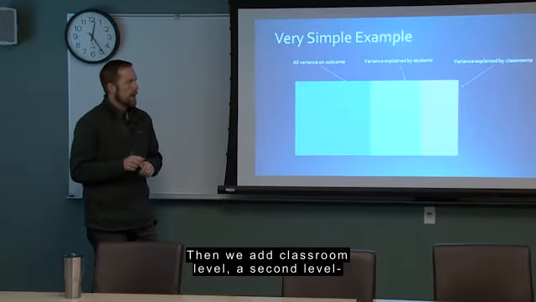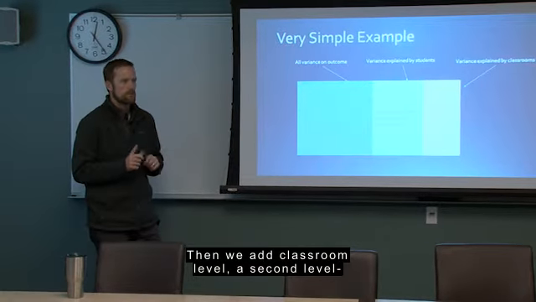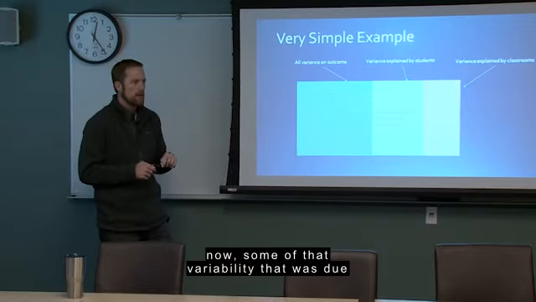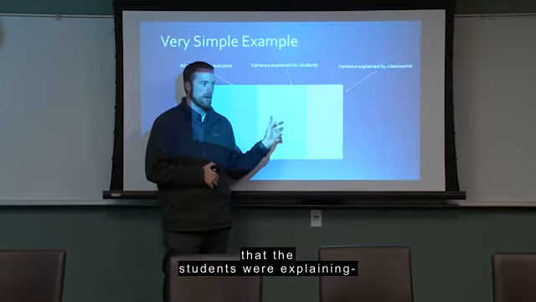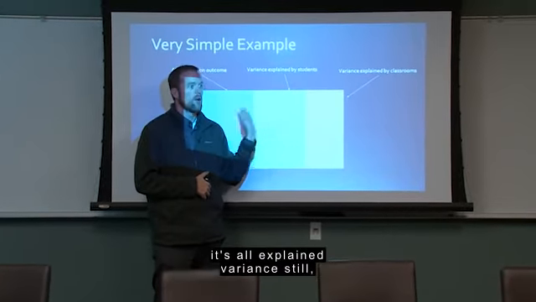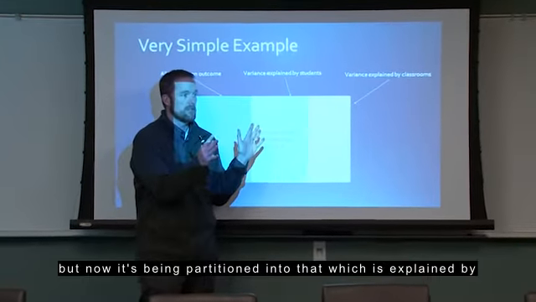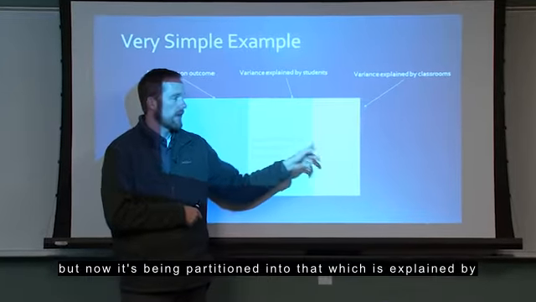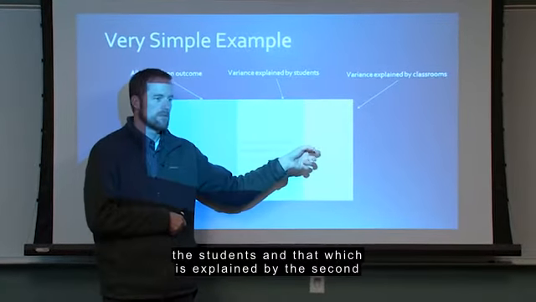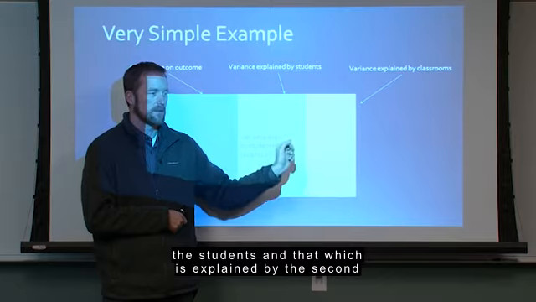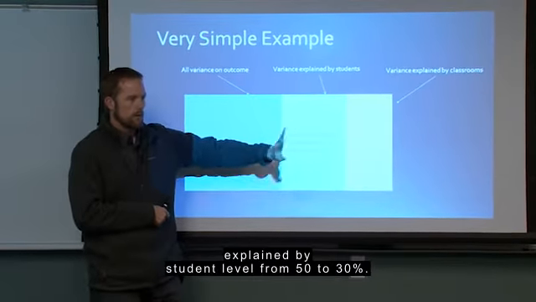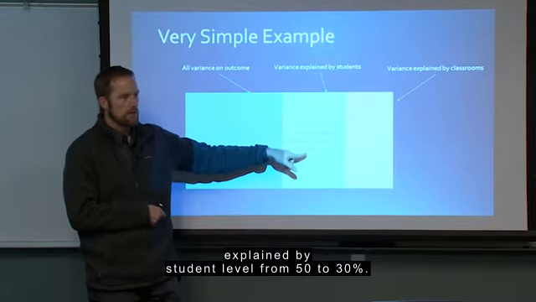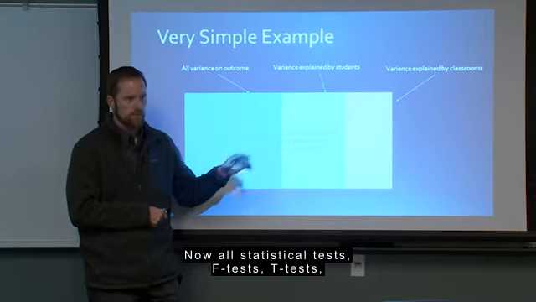Then we add a classroom level, a second level. Now, some of that variability that the students were explaining is still all explained variance, but now it's being partitioned into that which is explained by the students and that which is explained by the second level, the classrooms, right? So our variance explained by the student level went from 50 to 30%, okay?